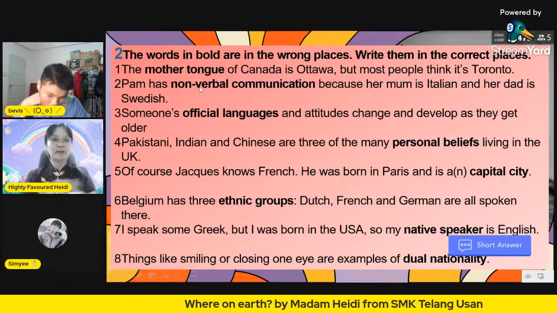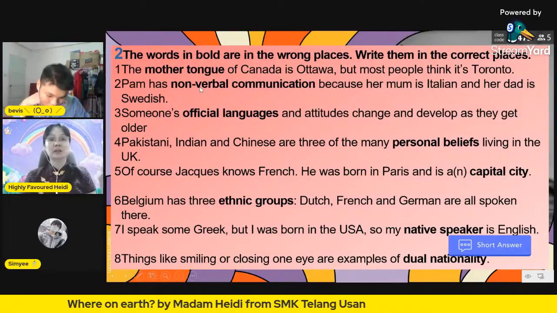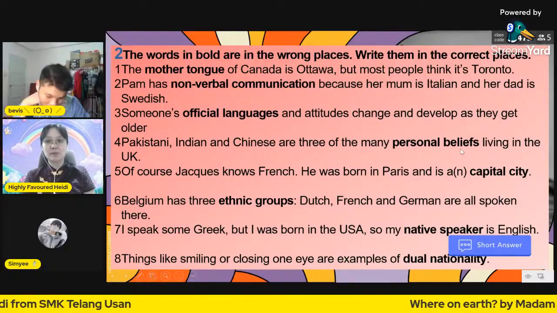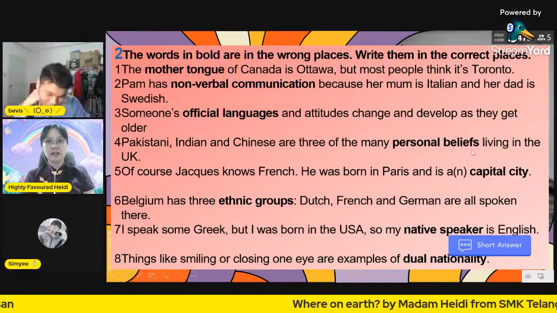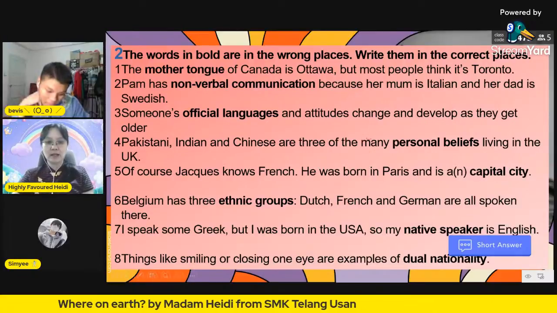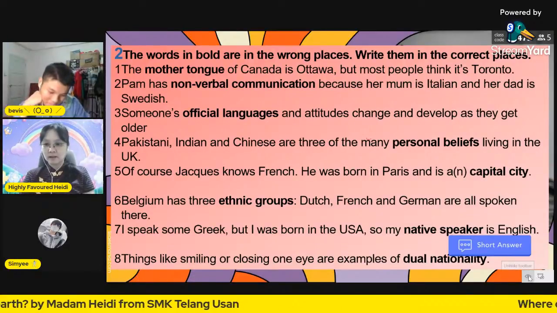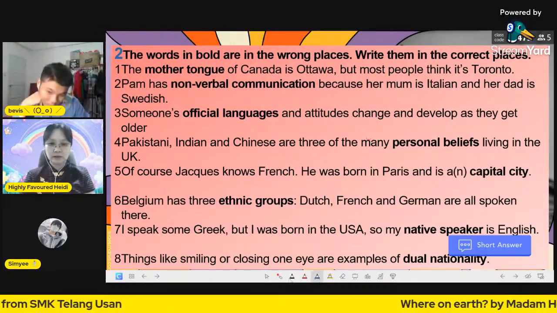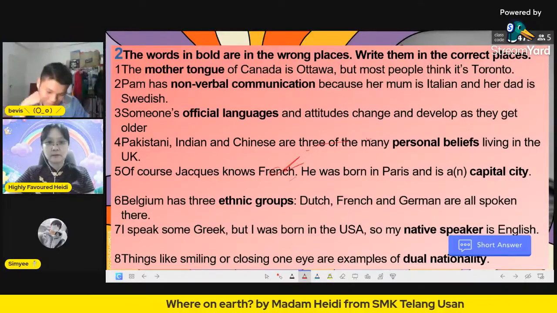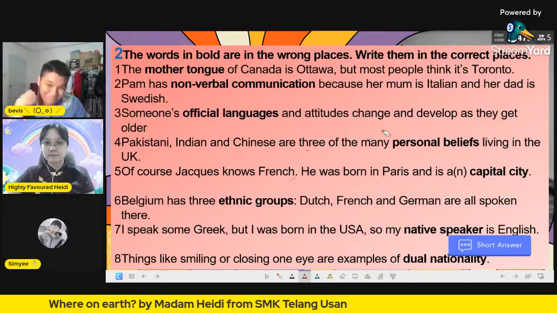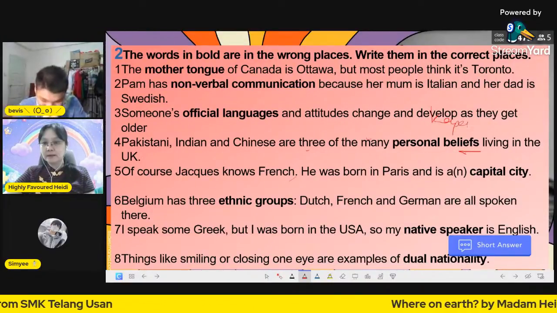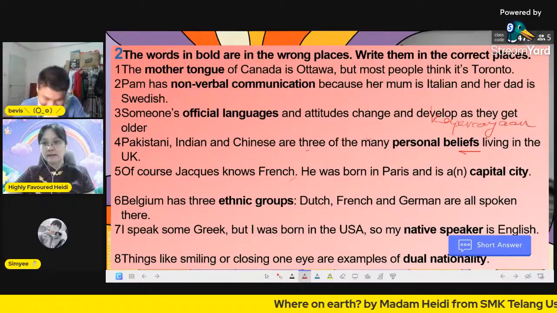Okay, when you speak, mother tongue, non-verbal communication, then you have personal beliefs, belief spelled with B-E-L-I-E-F. Okay, this belief is the noun. So I just want to show you a little bit more. Okay, if belief is spelled like this, it is kepercayaan in BM. Okay, it's a noun.